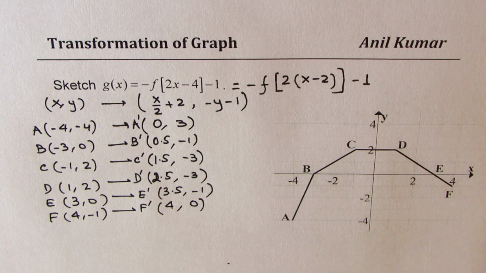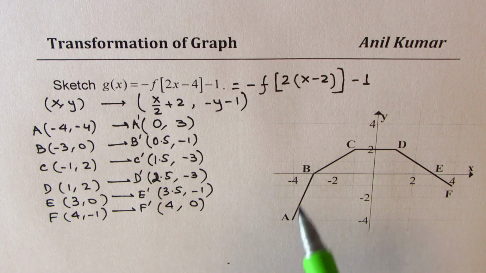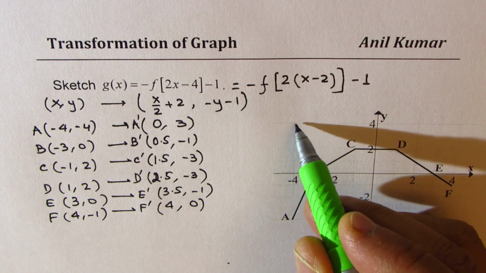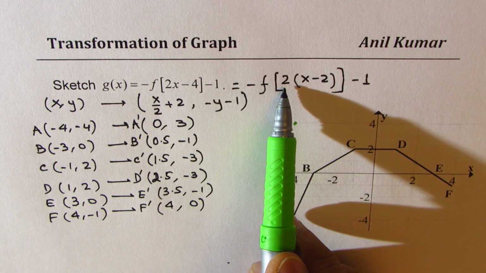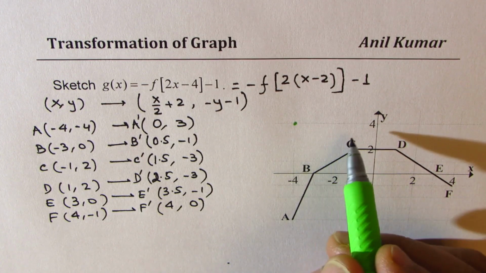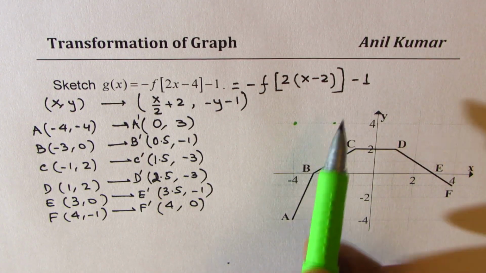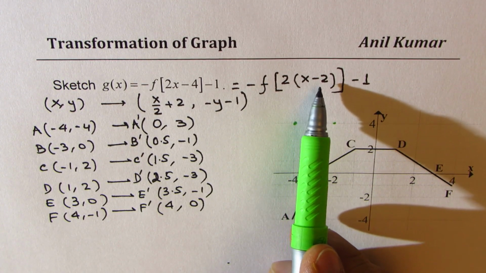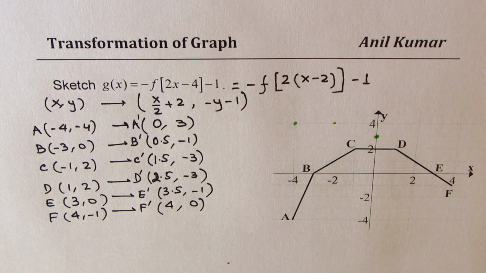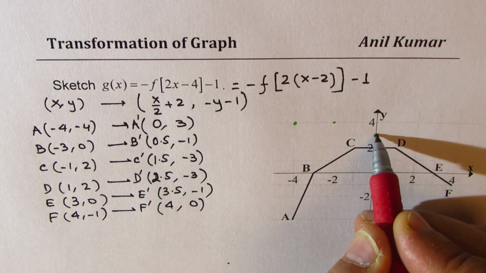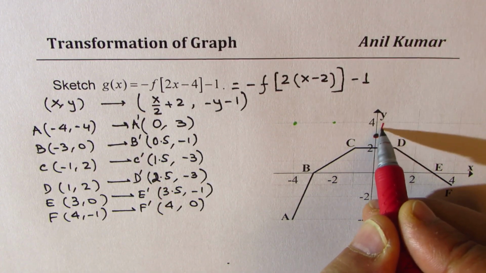Minus means reflection. So let's look at A. If you reflect it, it goes to this position. Then we have to do horizontal compression to half, so it comes at minus 2. And then we have to translate 2 units right and 1 down. It should come at that position. So the final coordinate is 0, 3 as shown. So that is your A dash. Do you see that?